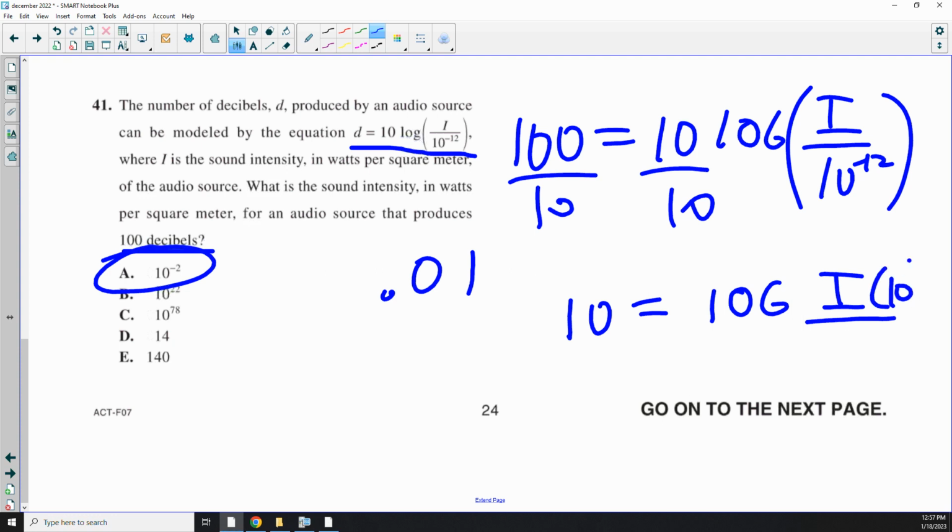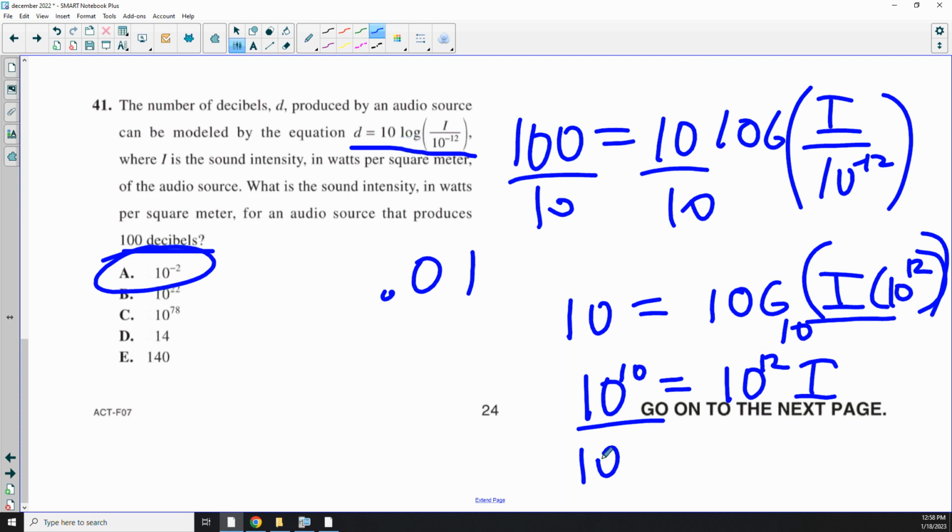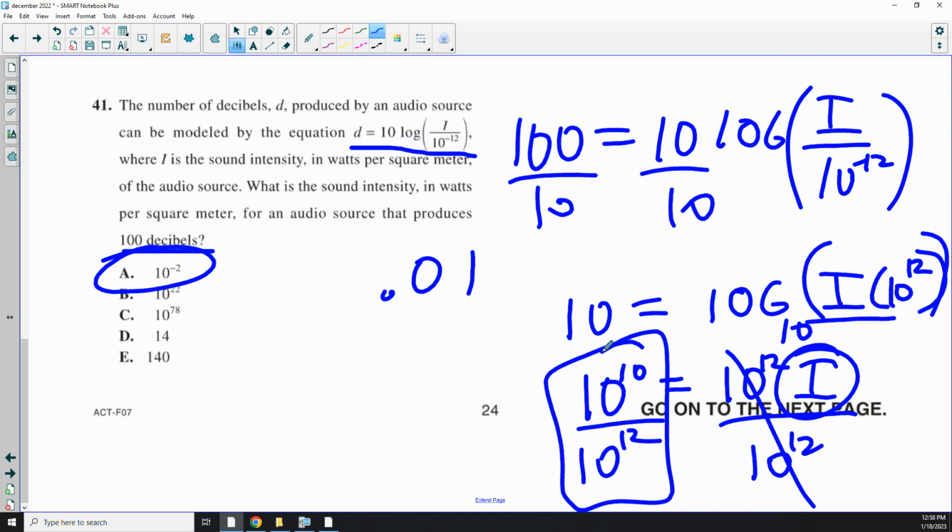I actually put the 10 to the 12th up here. Now, this is 10 to the 10th. When you do the log, it's 10 to the 10th equals 10 to the 12th I, and you divide by 10 to the 12th. I equals that. Subtract the exponents, 10 minus 12. Boom.